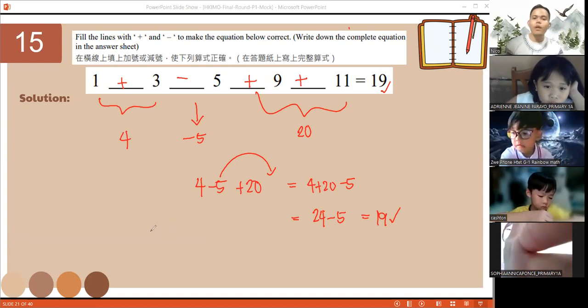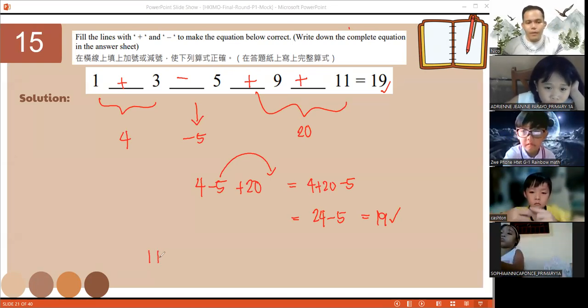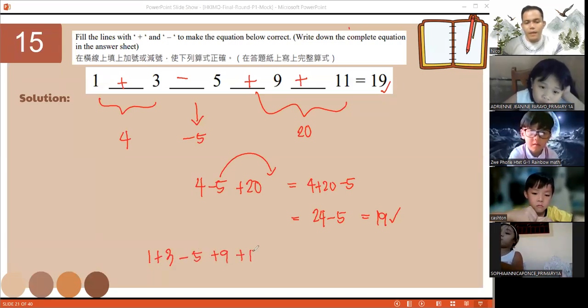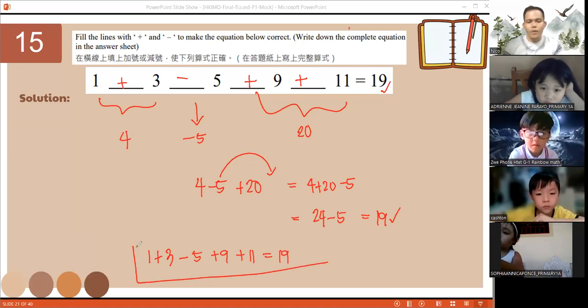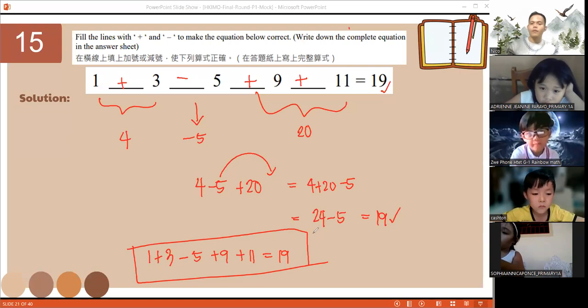So it should be the whole equation. It should be 1 plus 3 minus 5 plus 9 plus 11 is equal to 19. Okay? Should be the whole equation. If you don't write the whole equation, you'll get the wrong answer.